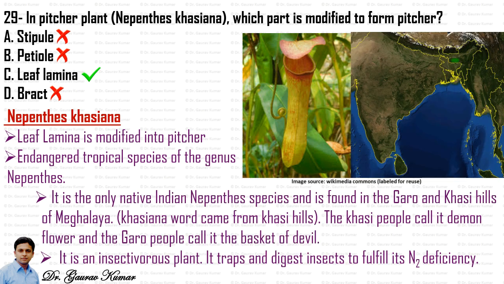So let's read a little bit about Nepenthes khasiana. It is the only native Indian Nepenthes species and is found in the Garo and the Khasi hills of Meghalaya. The species khasiana came from the Khasi hills. The Khasi people call it a demon flower and the Garo people call it the basket of devil. We all know that it is an insectivorous plant and it traps and digests insects to fulfill its nitrogen deficiency. Generally, the insectivorous plants grow in soil which is deficient in nitrogen.